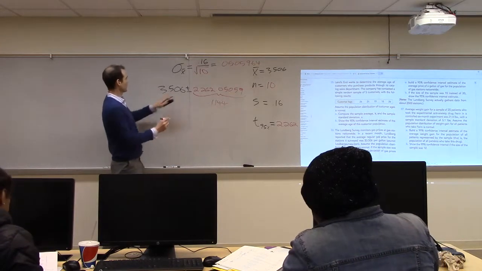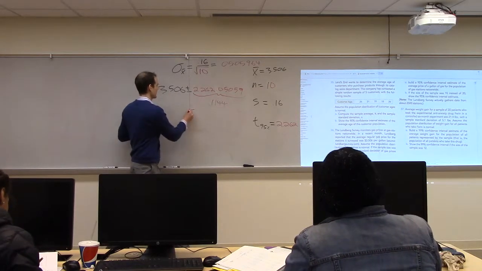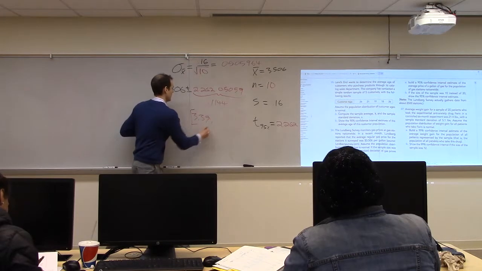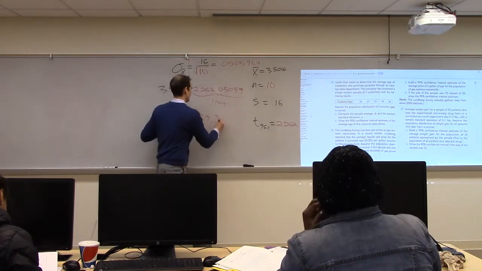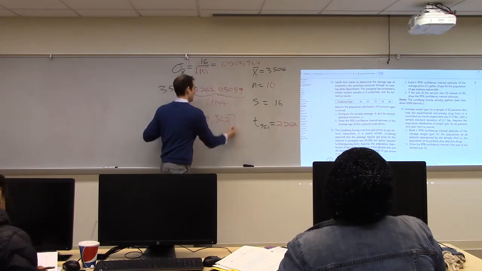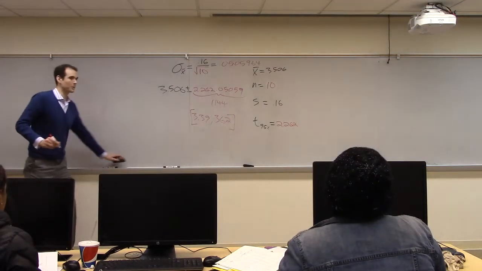So when we take $3.50 minus 11 cents, what do we get? 3.39. And 3.62? Yeah. Good. I like it. All right, who wants to do the interpretation?